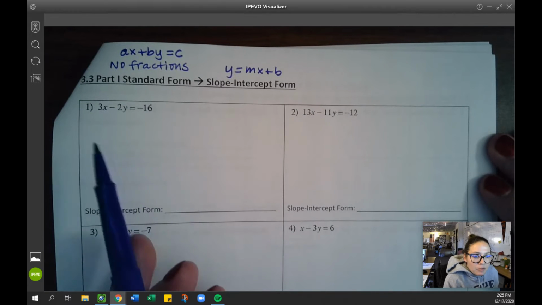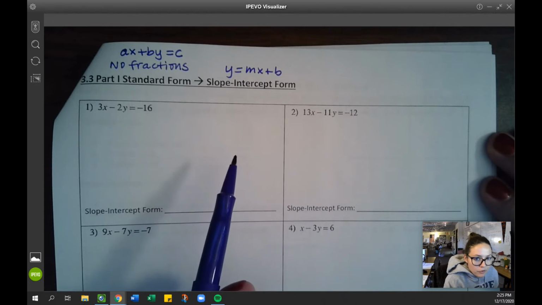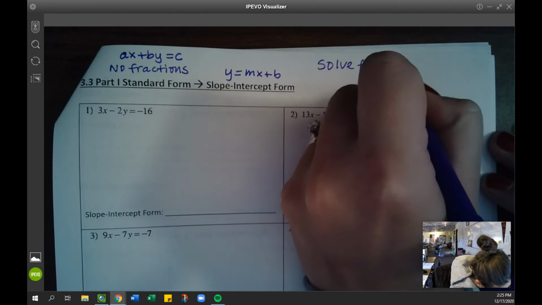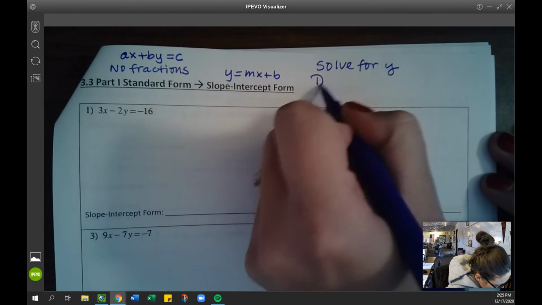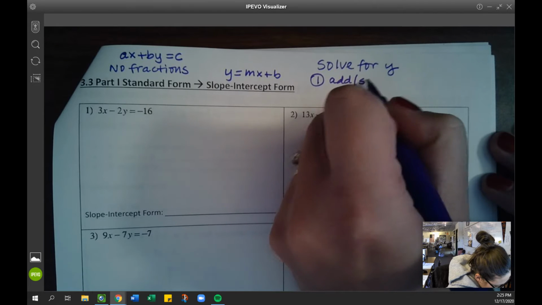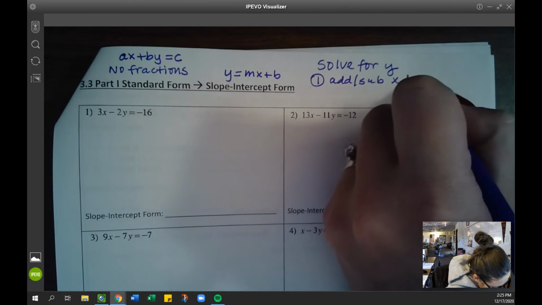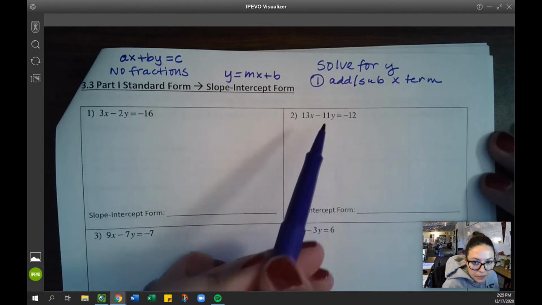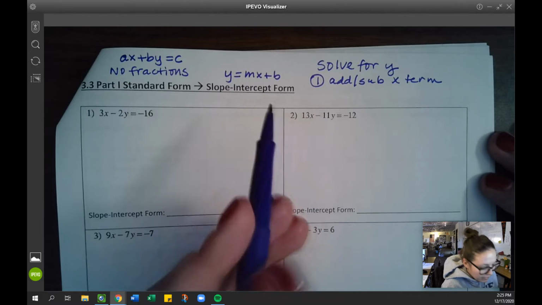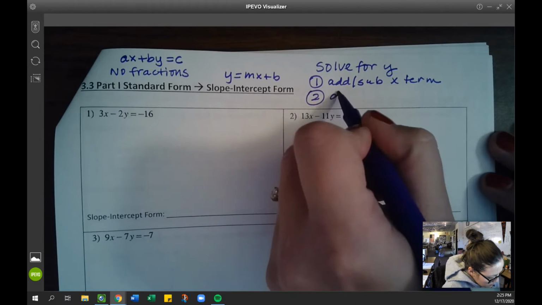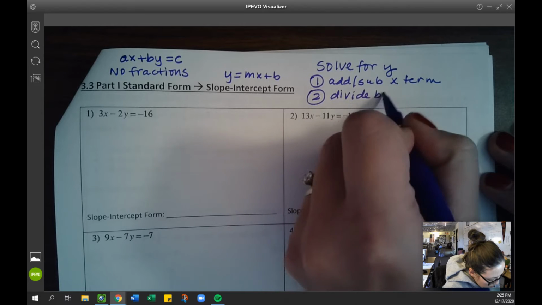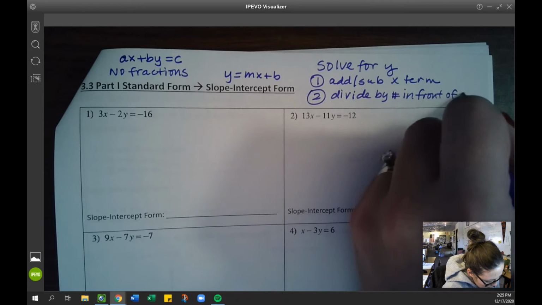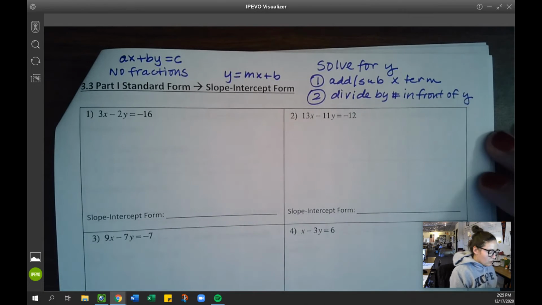So how do I rewrite these equations in slope-intercept form? I have to solve for y. To do that, we are going to add or subtract the x term. So I want to move this x term over to the other side. I want to get y all by itself. And then I'm going to divide by the number in front of y.